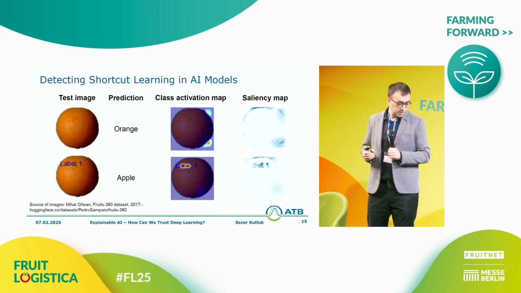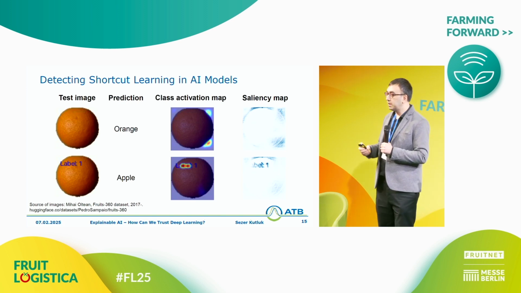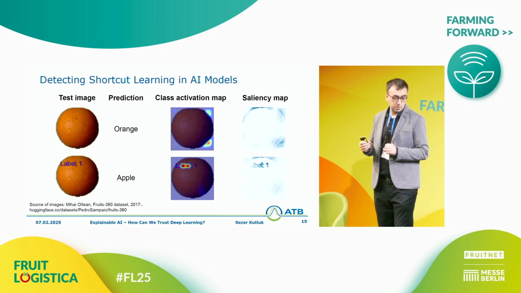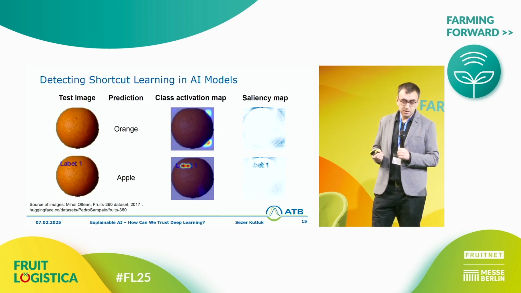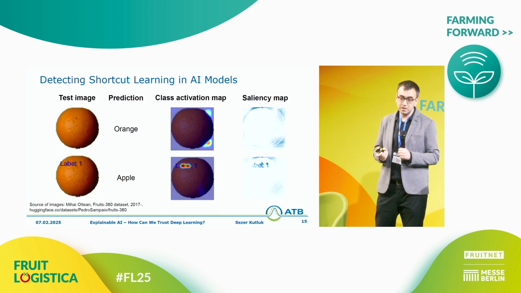And I said that these algorithms are called post-hoc algorithms because we run them after the model makes its prediction or reaches a decision. And they are also called local explanation algorithms because they generate explanations for a specific single input.